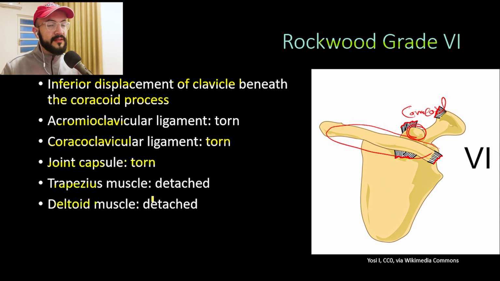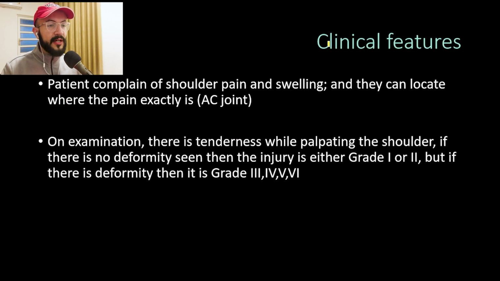Trapezius and deltoid muscles are both detached from the clavicle. Now let's talk about the clinical features of a patient presenting with these injuries. So the patient complains of a shoulder pain and swelling, and they can't locate where the pain exactly is, which is the AC joint. So the patient will point to their AC joint. They will tell you this is where the pain is.